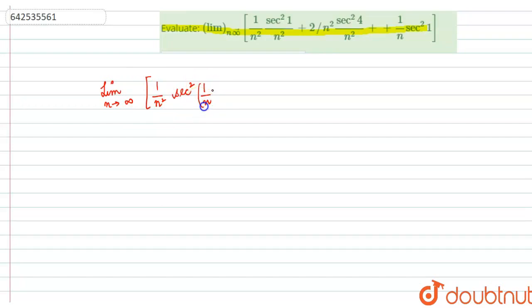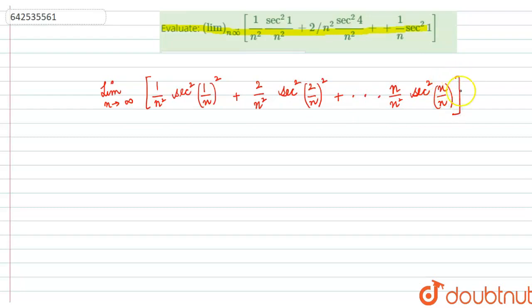Now I am writing it like this. 1 over n square can be written as 1 over n whole square, plus 2 by n square secant square 2 by n whole square. 4 can be changed into 2 square, and it goes on and on. So 1 by n can be written as n by n square. I am trying to generalize this, to make each term of the series look the same. Secant square, this can be written as n by n.